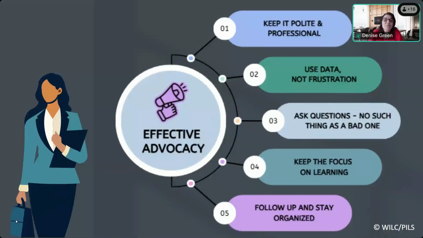Sorry. This happens sometimes, but to be an effective advocate yourself, you have to keep it polite and professional. We don't want the meeting to focus on my behavior or my needs. It's for the child. What does my child need? Use your data. Get rid of your frustration to the extent that you can. Ask questions. We tell our children all the time, there's no such thing as a bad question. Ask your question. If they use a term that you don't know, you stop and ask them what it means.